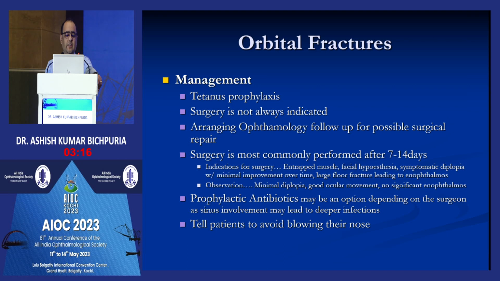So now the management: tetanus prophylaxis. Surgery is not always indicated. Arrange ophthalmology follow-up for possible surgical repair. Surgery is most commonly performed in 7 to 14 days. Indications for surgery are entrapped muscle, facial hypoesthesia, symptomatic diplopia not improving over time, and large floor fracture leading to enophthalmos. Observation: in case of minimal diplopia, good ocular movement, no significant enophthalmos. Prophylactic antibiotic can be given to prevent deeper infection. Tell the patient to avoid blowing their nose.